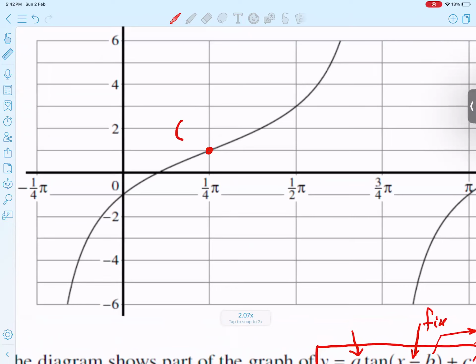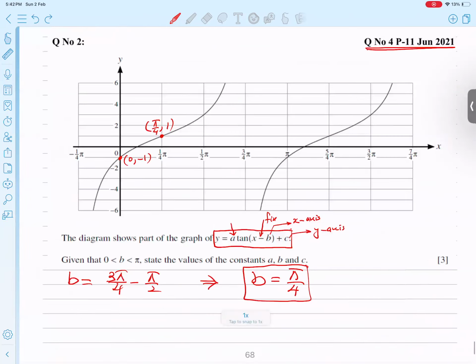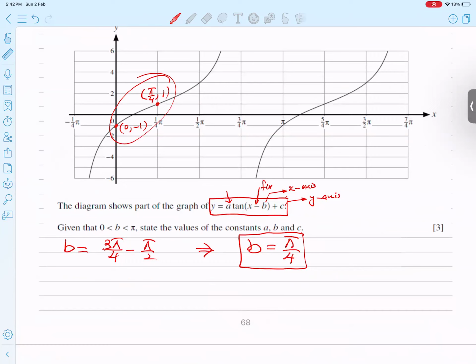Here x is pi by 4 and y is 1. Look here, y is 1, the middle between 0 and 2. The second most important point is here, where x is 0 and y is minus 1, because in the middle of 0 and minus 2 is minus 1. Although we can use the point where x is pi by 2 and y is 3, it will not help too much, because these two points give us more productive values which can help us solve the question.